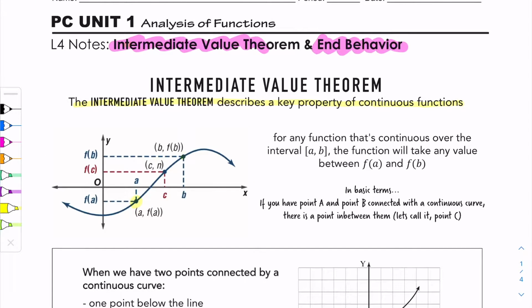you have point B right here, then there has to be at least one point in between them. In this example, I labeled it point C. So it is a pretty basic theorem. When you read the math definition right here, it's going to sound a little crazy, but it's telling you that if you have point A and you have point B, you have a point in between them.